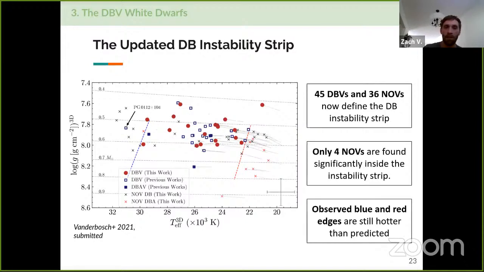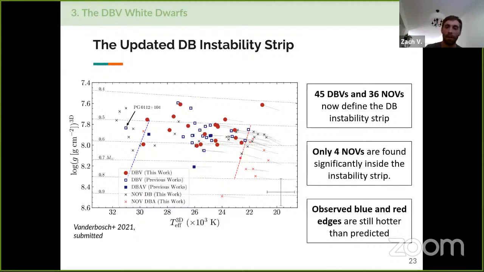Something that complicates this is how you treat convection in these stars. So what I've just done here is apply recently calculated 3D convective corrections to the temperatures and the surface gravities of the stars, which actually appear to bring the observed red edge into better agreement with the theoretical red edge.